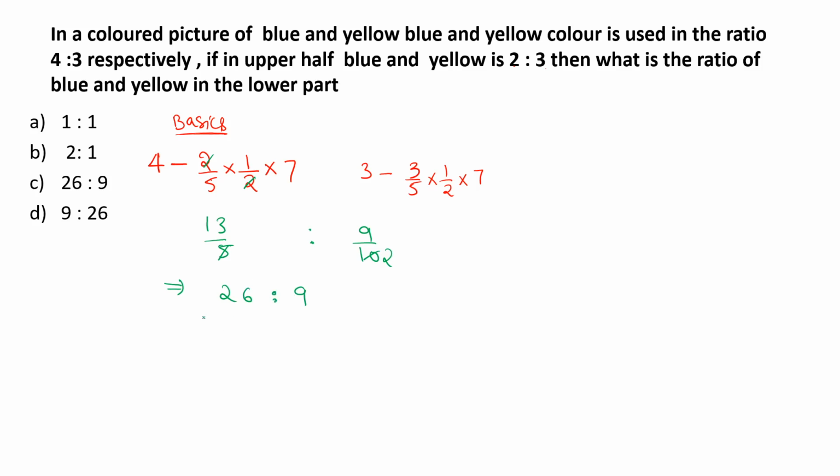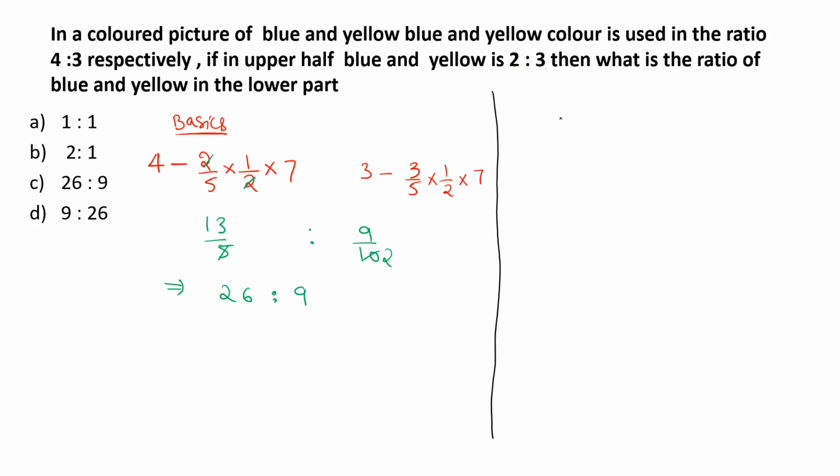26:9 is the ratio of the blue and yellow color in the lower part. That is what we derived from the basics. Now just employ a method to solve these types of questions very easily. If you are not interested in the basic method, or if you are not comfortable with it, then look at here which I am going to describe.